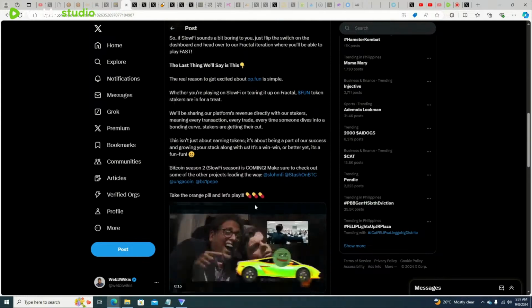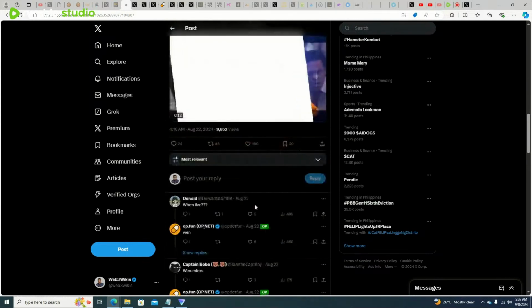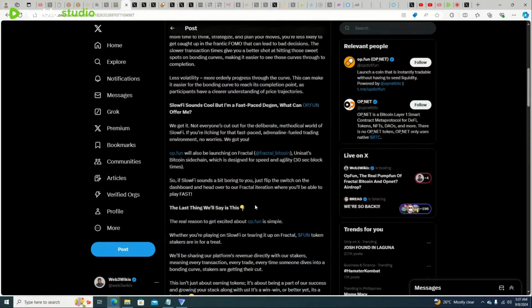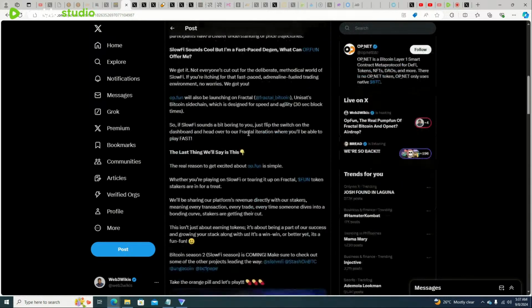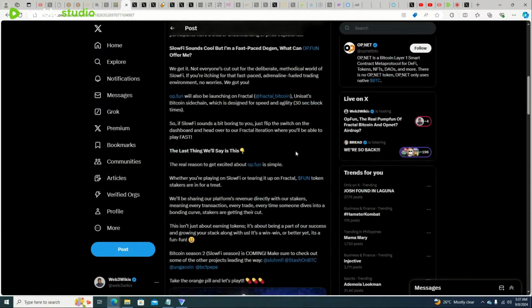Wow, I'll be checking all of these projects. Interesting stuff altogether. So OPNet is not targeting speed. It's going to maintain Bitcoin how it is, SlowFi, but it's going to advance the smart contract capability side of Bitcoin, enabling sophisticated applications to emerge, such as OpFun. That's interesting stuff.